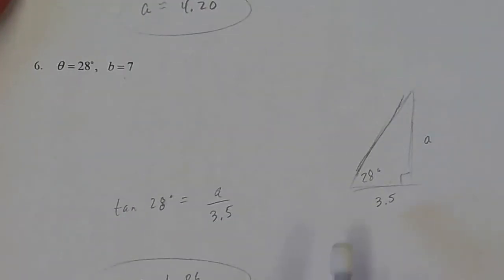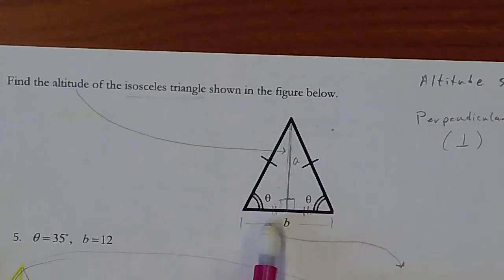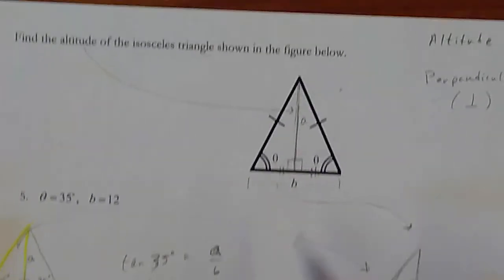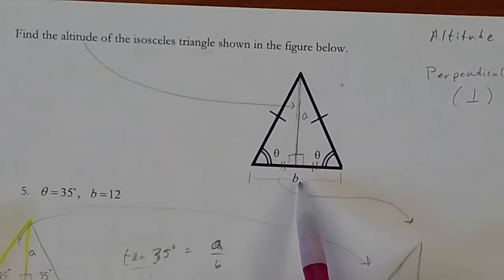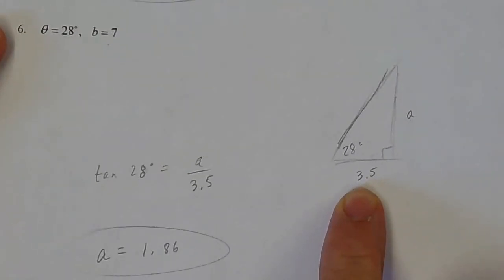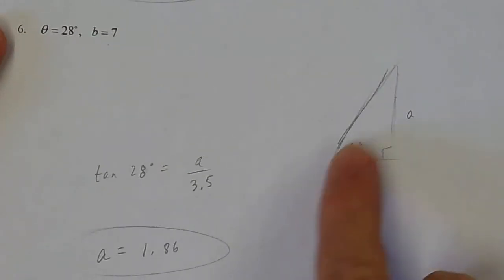Okay, 28 degrees is our base angle. 7 is all the way across. 7's all the way across this base, so we got to bisect that and cut it in half, so we got 3.5 here. So this is kind of one of the triangles we need, and it's tangent again, 1.86.